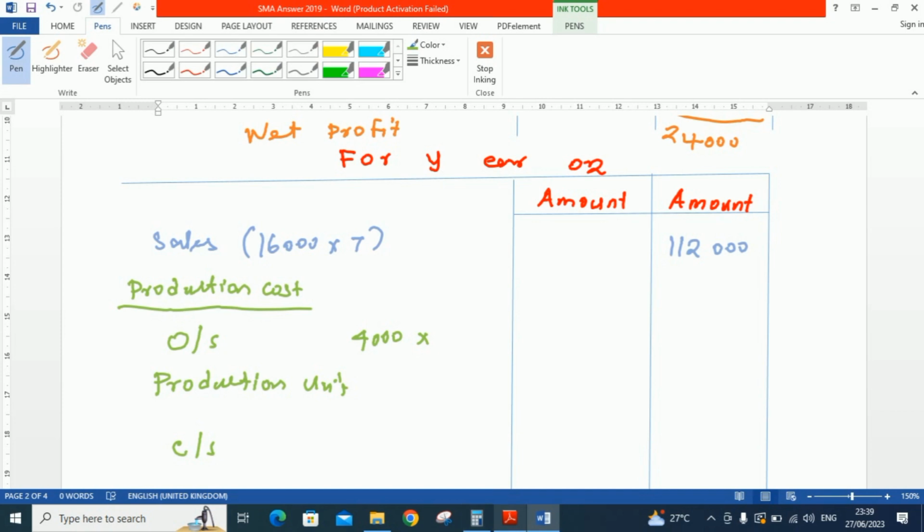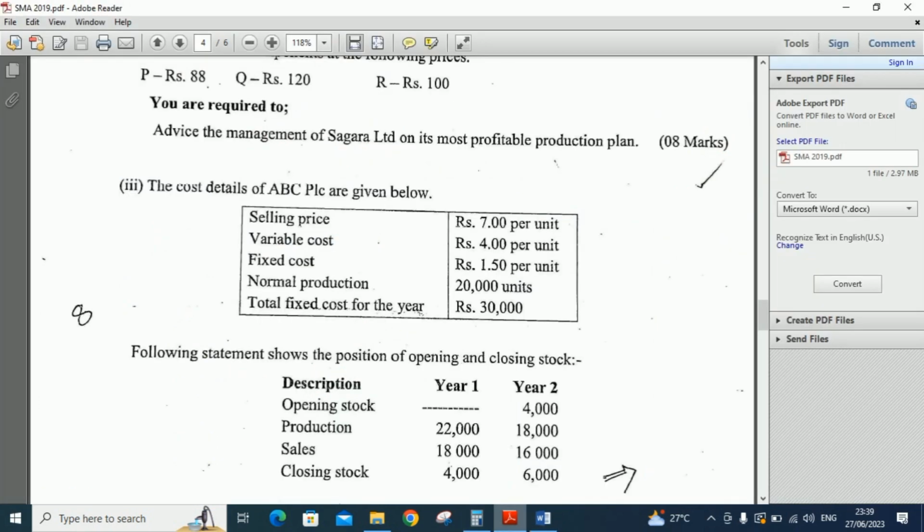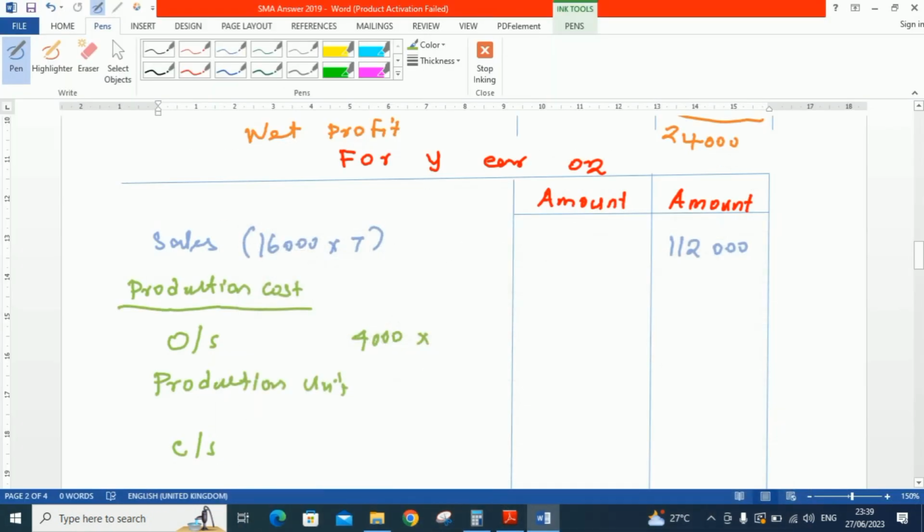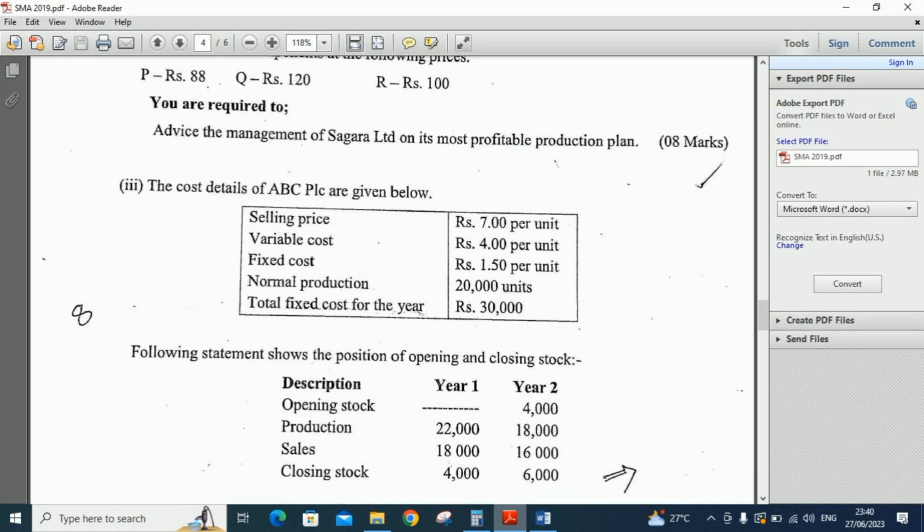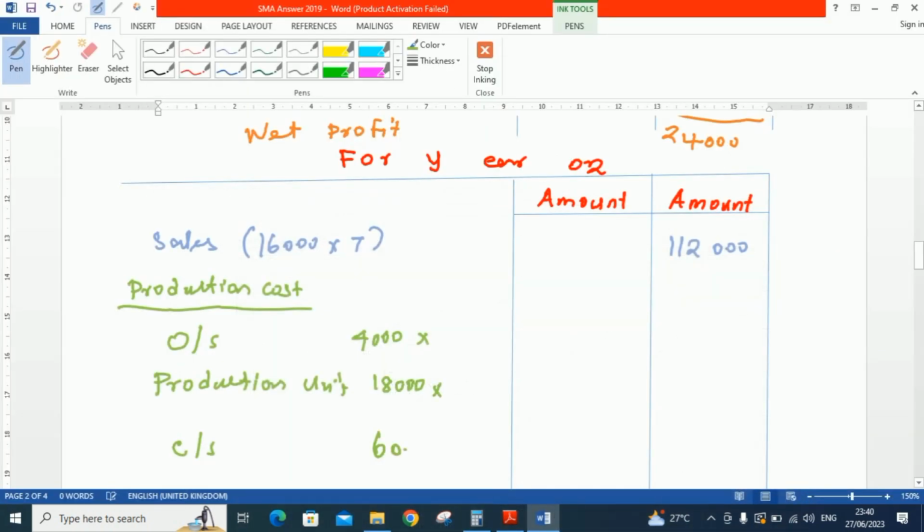and production 18,000, and closing stock 6,000. We are doing the income statement based on the marginal costing method, so we should consider the variable cost only. The variable cost per unit is 4 rupees, so units into 4 rupees.